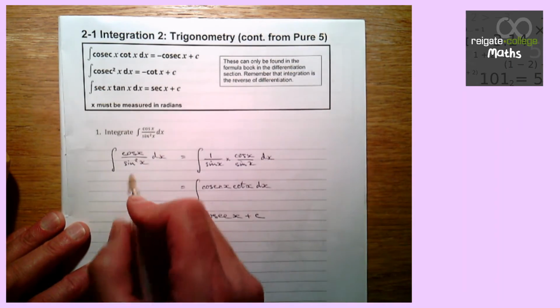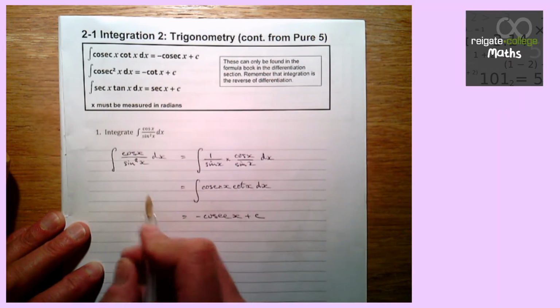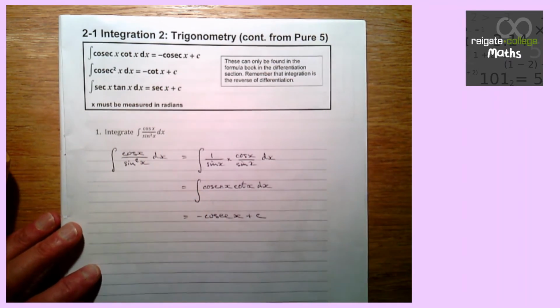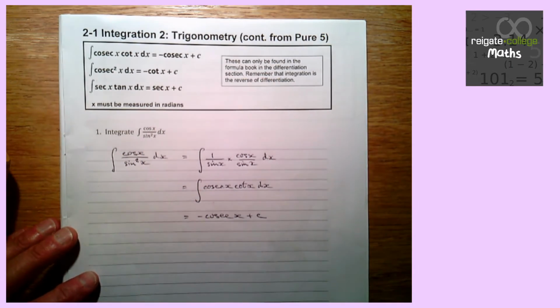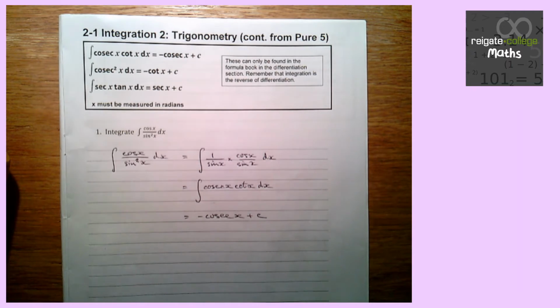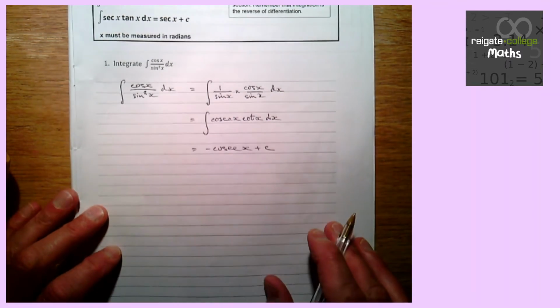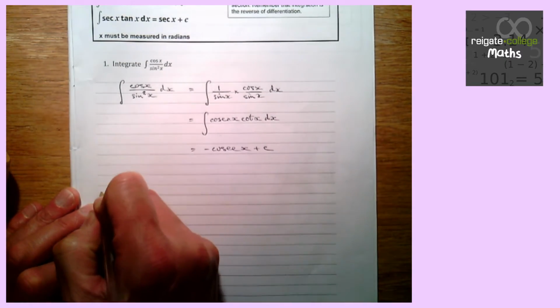So often it's worth thinking before you integrate a product or a quotient of trig functions, can you rearrange it into a form where that differentiation table on page 6 of the formula book will give you some help. Before I finish, we'll just do one more example.